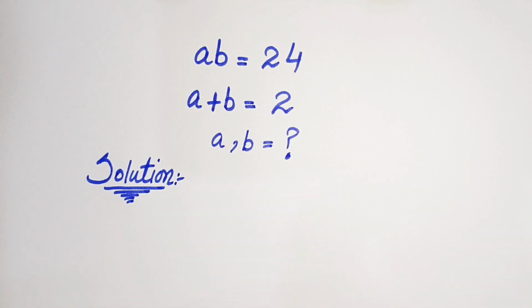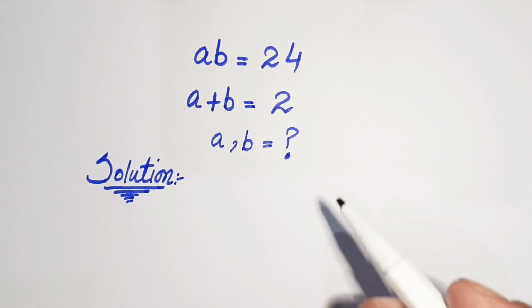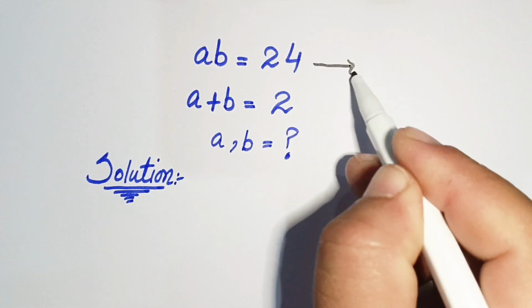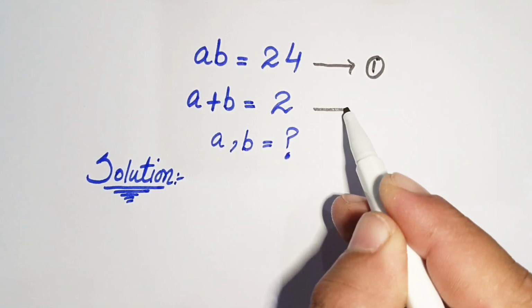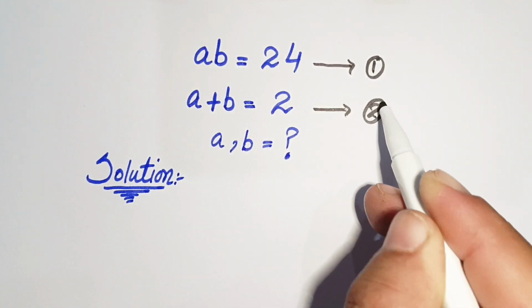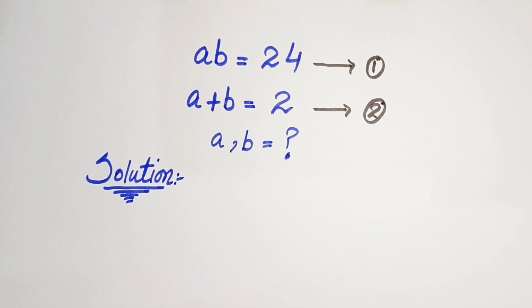Today we have a nice Olympiad problem: a times b is equal to 24 and a plus b is equal to 2. We have to find the values of a and b. Here it is our equation number 1 and it is our equation number 2. Now we have to find the values of a and b.